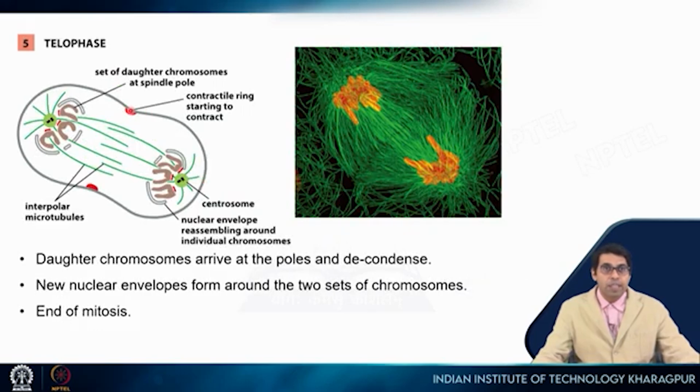So in the last phase, the daughter chromosomes arrive at the poles. So they are here. Now they will start decondensing. A new nuclear envelope starts building. You can see that the nuclear envelope is building. So there will be two nuclei, right, and that marks the end of mitosis.